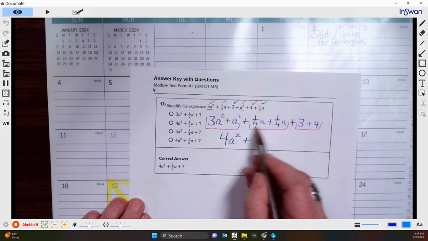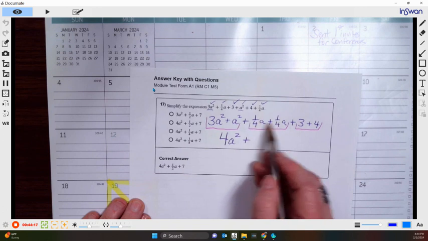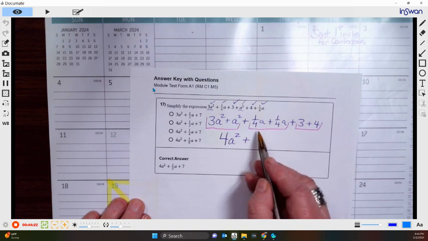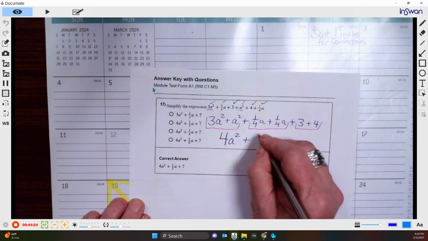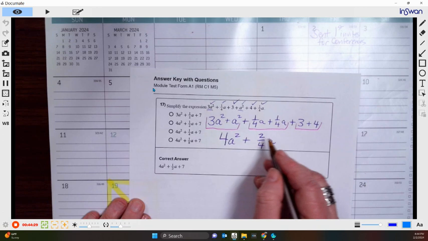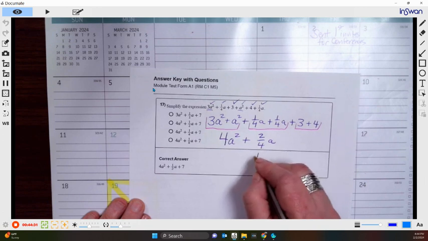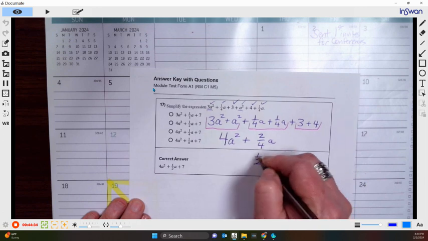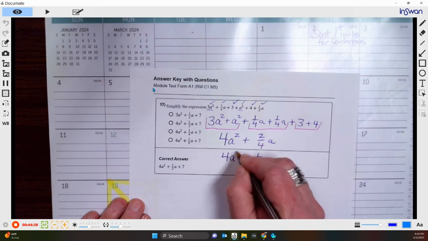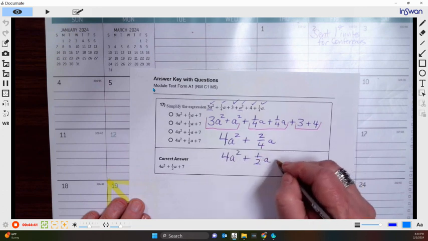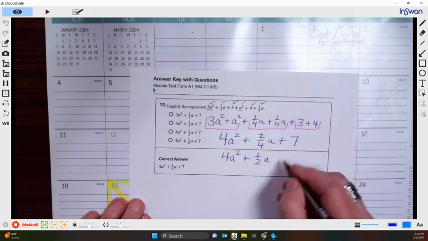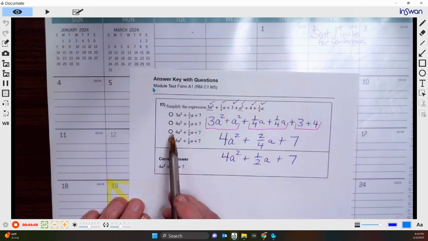Well, you're only going to add the numerators and keep the denominators. So 1 plus 1 is 2 over 4. So that would be 2 over 4 a. But remember, that could also be simplified. So that would be 1/2 a if I simplified this term. Those are equivalent. So it could be 4a squared plus 1/2 a plus, and then I combine the 3 plus 4, which is 7. So plus 7.